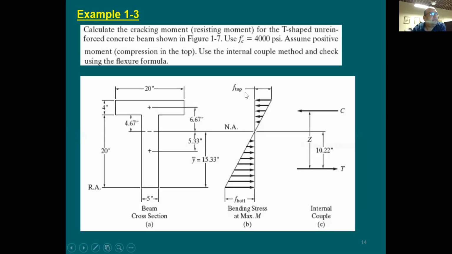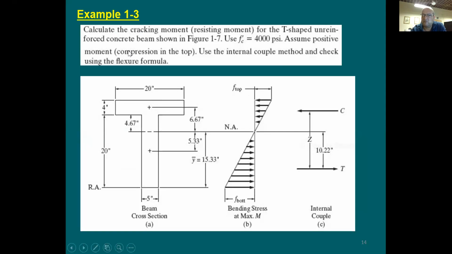All right. One more example. It's going to get a little bit more complex. This is a T section that you were looking at in the beginning slides. Now we have a T section. It says here the concrete is going to be 4,000 psi. There is no reinforcing.